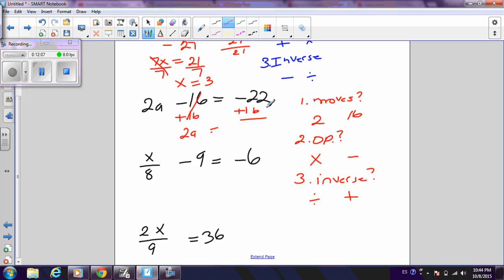Now, do you see that's a negative? So basically, we're going to subtract. So 2, 1, 12, 6, 0, so 6. So 2a equals 6. The operation for 2 times a, the inverse is division, so I'm going to divide by 2. Divide by 2 on both sides. Those 2 cancel out, and I have a equals, what's 6 divided by 2?